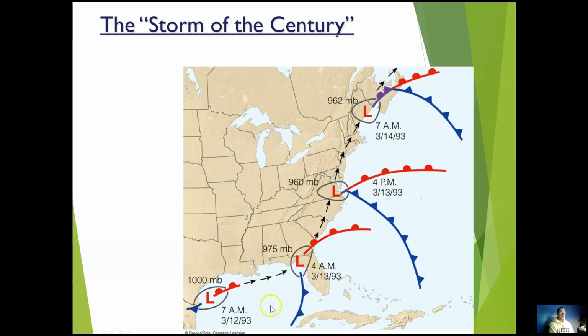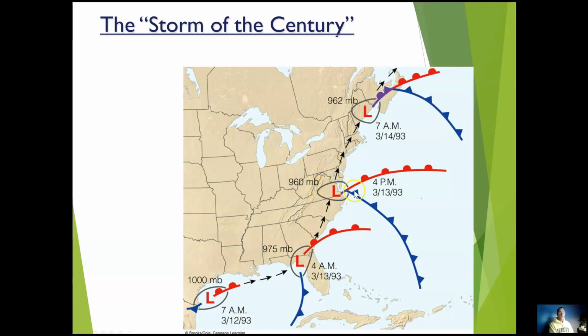And so you can see here, 7 a.m. on March 12th, 1,000 millibars. And less than 1 day later, we had dropped by 25 millibars. It was already a bomb cyclone by this point. Between 4 a.m. and 4 p.m. on the 13th, 12-hour period, it dropped another 15 millibars, so it remained a bomb throughout this entire stretch.